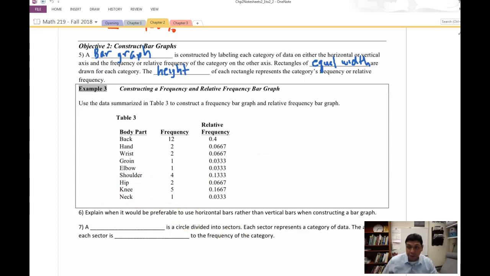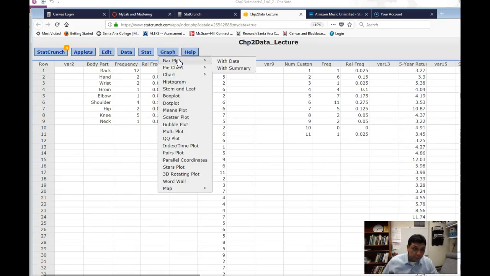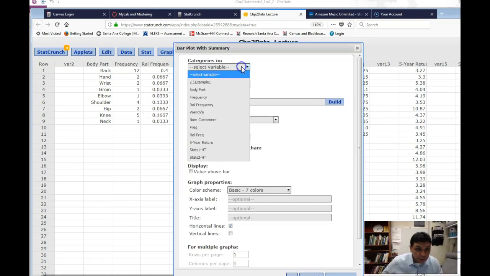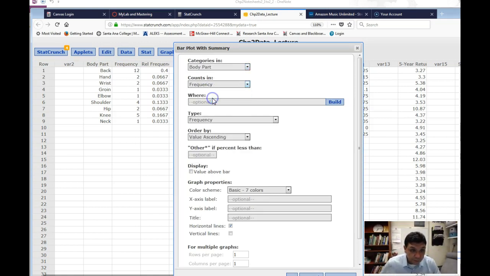And so if you look carefully, we have the data. I have this data in StatCrunch already here, and this is what it's going to look like. We want to draw a bar plot. We have the summary data. It's already been summarized for us. You can see there the categories are in the body part, and then frequency is your frequency there, and then you would go ahead and create it.